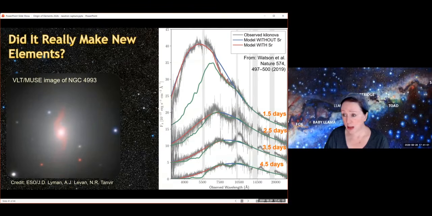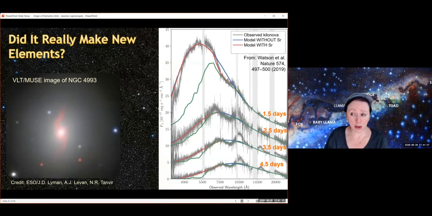Now, there's also a time sequence here. So this top curve here is 1.5 days after the detection of the kilonova. This is a day later, another day later, and another day later. So we're actually watching the spectrum evolve. At first, it's relatively smooth. There's a little bit of a dip here, but it's relatively smooth. But as we go through time, we can see more and more bumps and wiggles appearing in the spectrum.